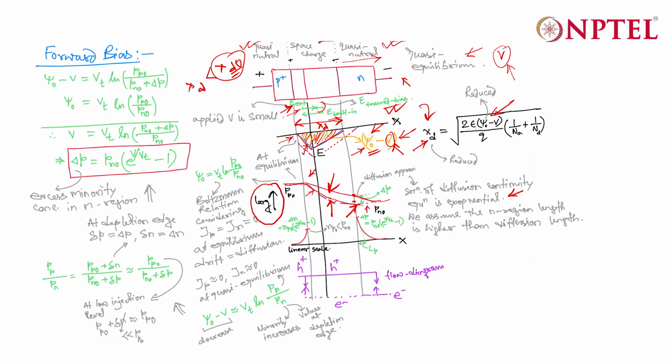Now you can apply the Boltzmann relation, that is psi 0 is equal to Vt ln (Pp0 by Pn0).